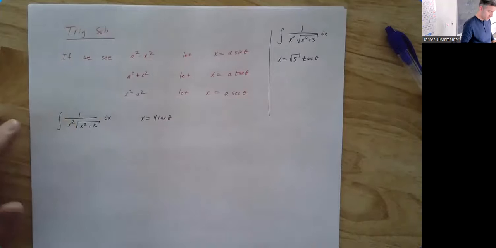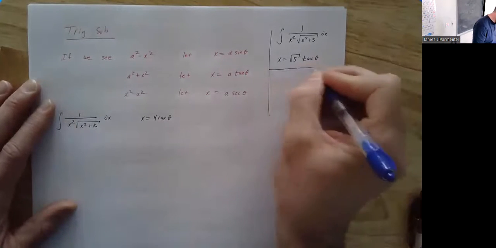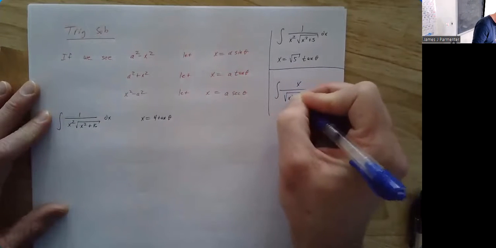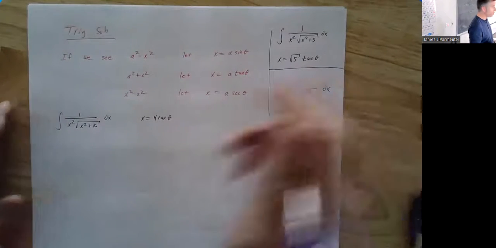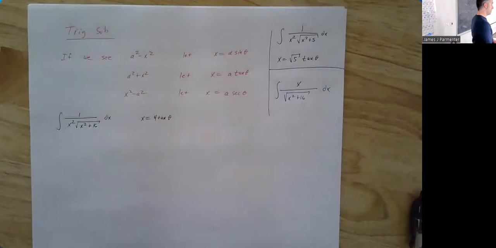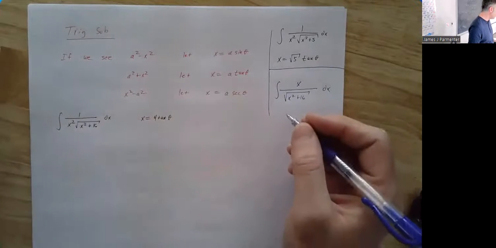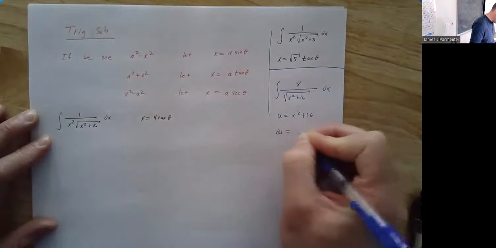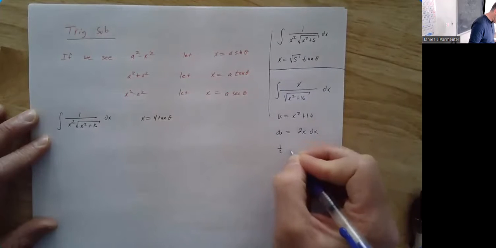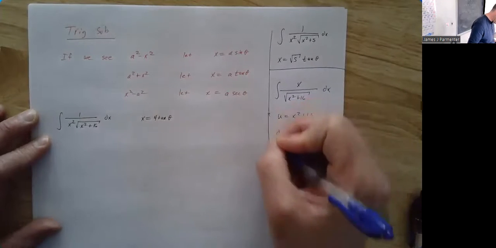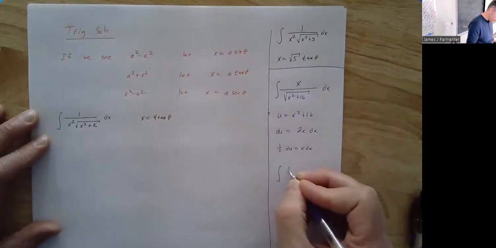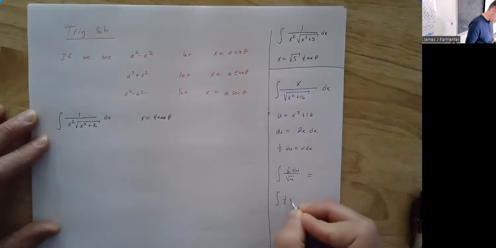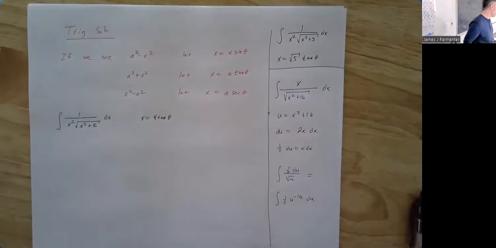So I'll point out that if instead you had this integral, the integral of x over the square root of x squared plus 16, while you should not do a trig substitution, here is where you would want to do a u substitution. You would let u equal x squared plus 16, and your du would be 2x dx, and so 1/2 du would equal x dx. And this would exactly work out as we'd have the integral of 1/2 du over the square root of u, which would be the integral of 1/2 u to the negative 1/2, and then it would be pretty straightforward.